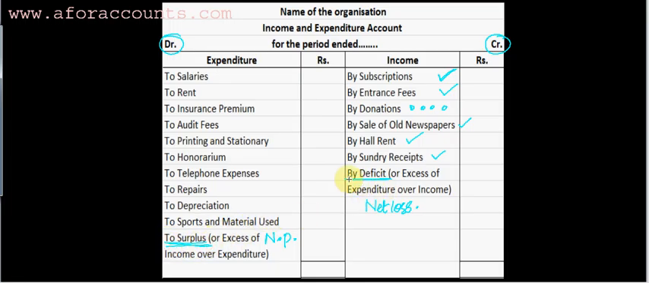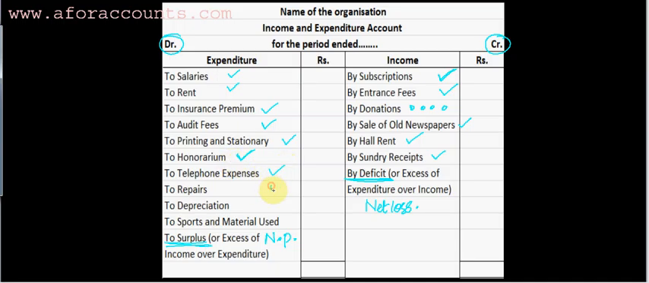which is an important point. Okay, now for my expenditure, the same heads as I have in a P&L account: salaries, rent, insurance premium, audit fees, printing and stationery. Now honorarium is one expense you will not get to see in your profit and loss account. So honorarium expenses have to be put in the expenditure.